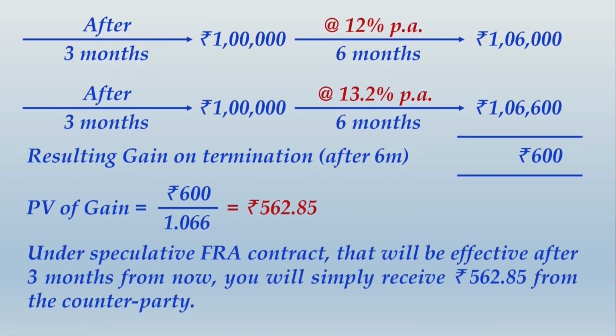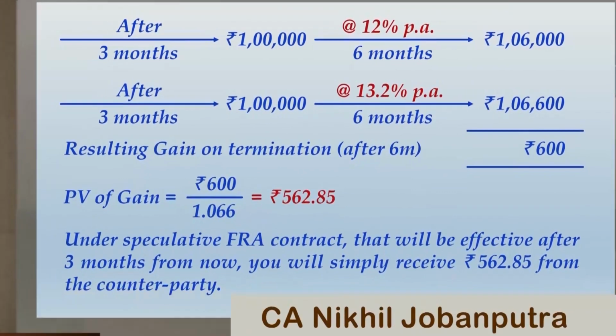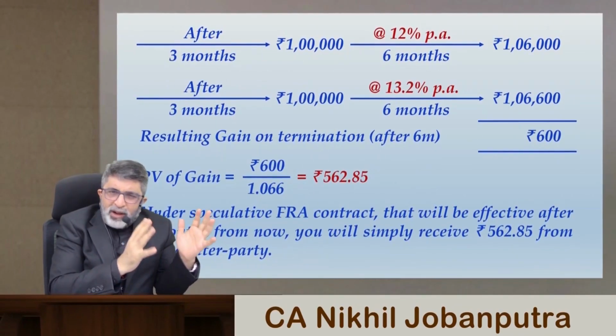Under speculative FRA contract that will be effective after 3 months from now, you will simply receive rupees 562.85 from the counterparty. Please write up this whole thing, and then I'll give you a shortcut approach to arrive at this calculation. Alright friends, I'm sure you have completed writing this whole thing. Now in exam, of course, you don't have to do all this.